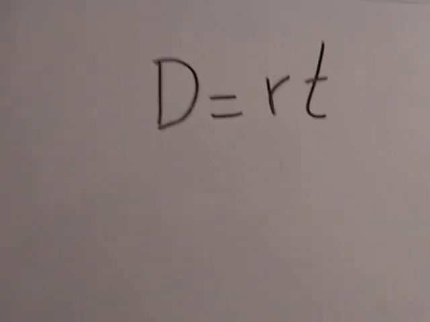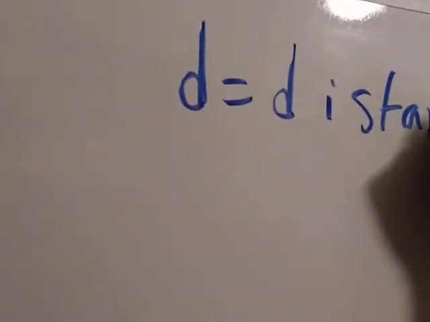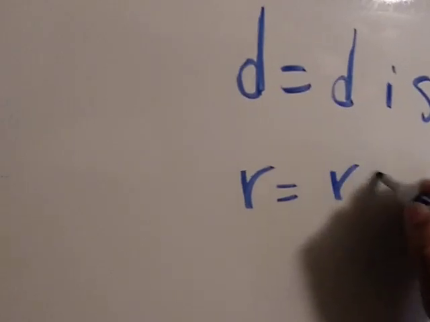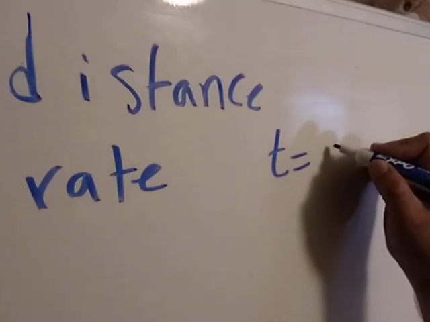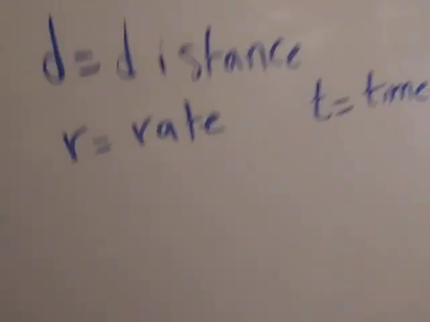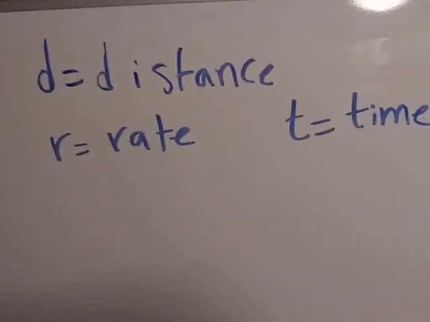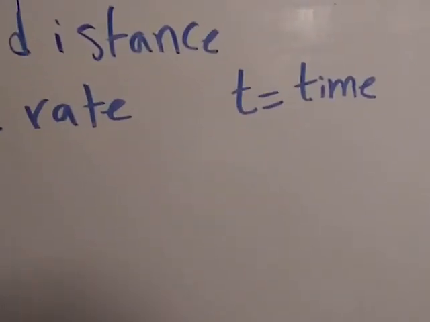Okay, so just to clarify, d equals... okay, so here we go. The definition of each term is d equals distance, r equals rate, and t equals time.